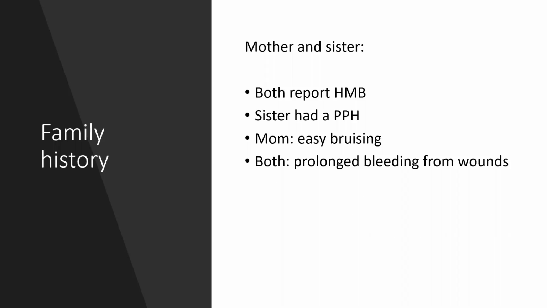She had a significant family history. Her mother and her sister both reported heavy menstrual bleeding. Her sister also had a postpartum hemorrhage. The mother had easy bruising, and both the sister and the mother, as well as the patient, reported that they had prolonged bleeding from wounds.